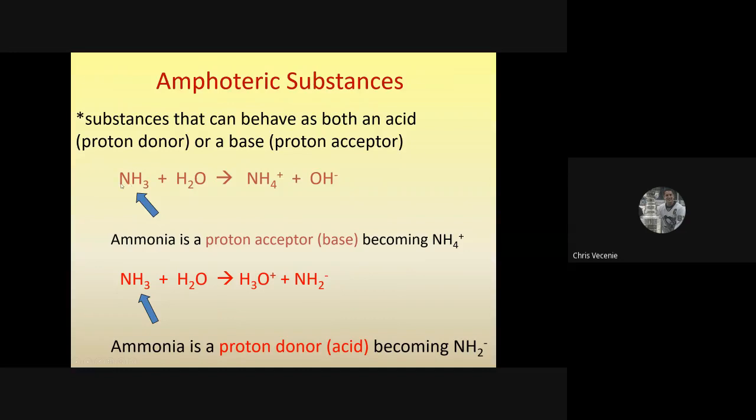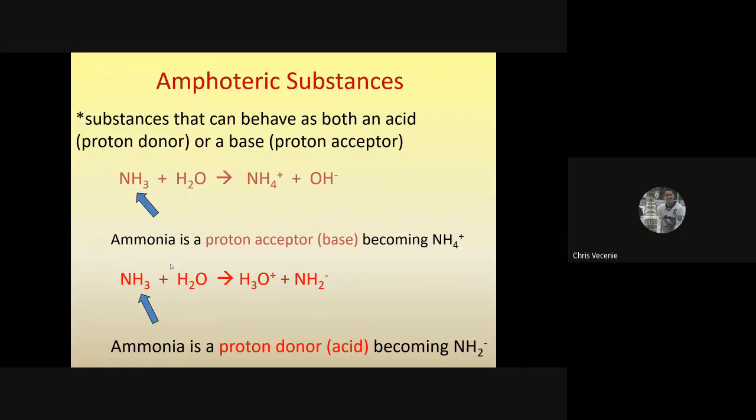So if we look at NH3 in this top equation, NH3 with H2O, we get NH4+ and OH-. NH3 becomes NH4+. How does it do that? It gains an H. If I'm a proton acceptor, that makes the NH3 a Bronsted base. So it's a Bronsted base.